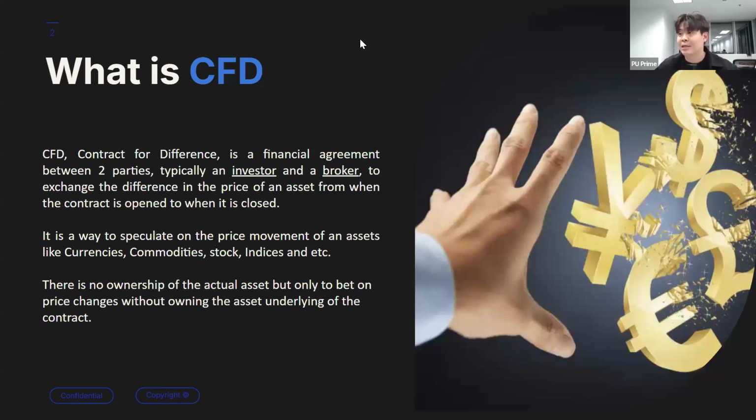So the CFD industry, another name is contract for difference, is a financial agreement between two parties, typically an investor and a broker, to exchange the difference in the price of an asset from when the contract is open to when it's closed. So traders will normally use CFDs in order to predict price movements. If they expect the price is going up, they might buy in the CFD industry.